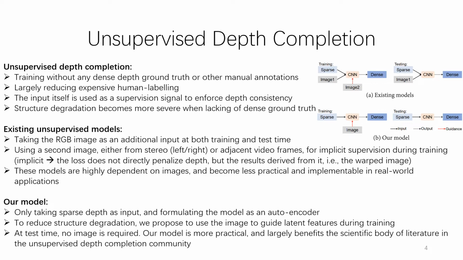Our model only takes sparse depth as input and is formulated as an autoencoder. To reduce structure degradation, we propose to use the image to guide latent features during training. At test time, no image is required. Our model is more practical and largely benefits the scientific body of literature in the unsupervised depth completion community.